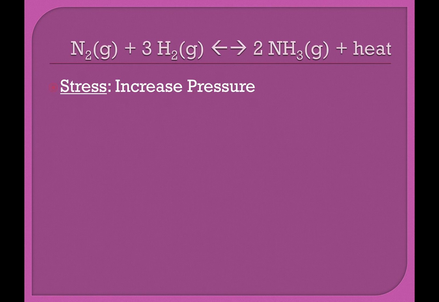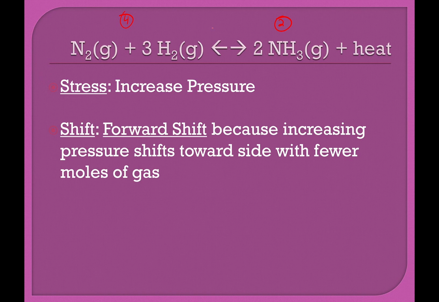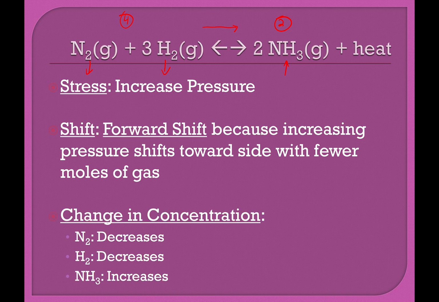Pressure. Remember, pressure has to do with the number of moles of gas on each side. So an increase in pressure here, well, we have 4 moles here and we have 2 moles here. So if we increase the pressure on this reaction, we're going to have a shift towards the right because we're going to try and produce fewer collisions because of that increase in pressure. So we're going to shift to the side with fewer moles of gas. In this case, it'll be to the right, so it's a forward shift. A forward shift will cause H2 and N2 to decrease, and the amount of NH3 to increase.